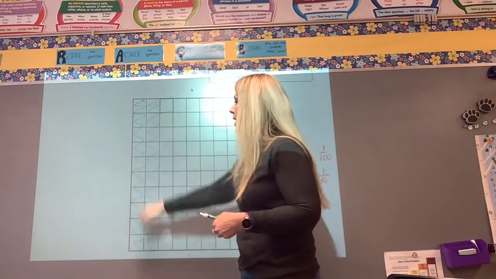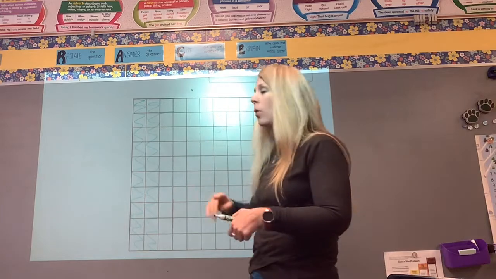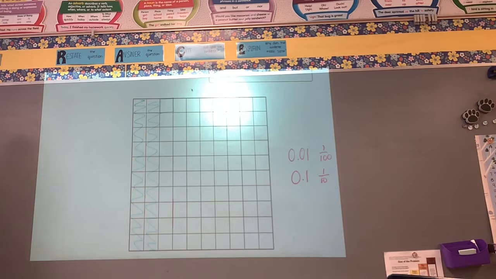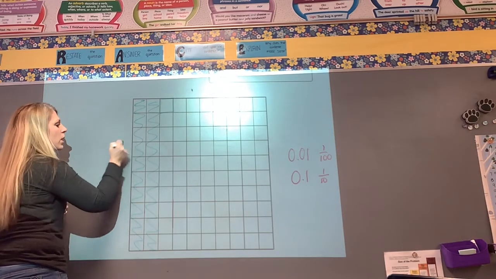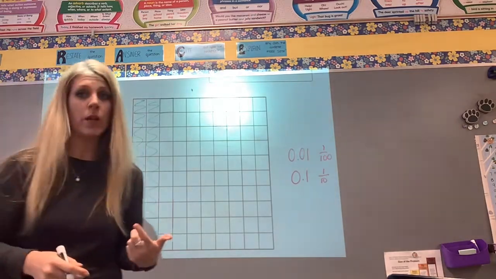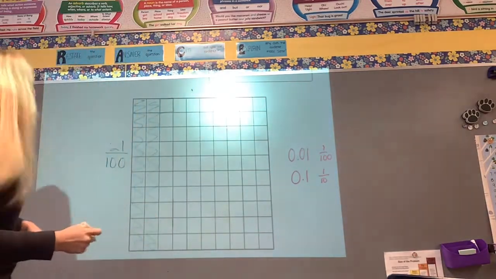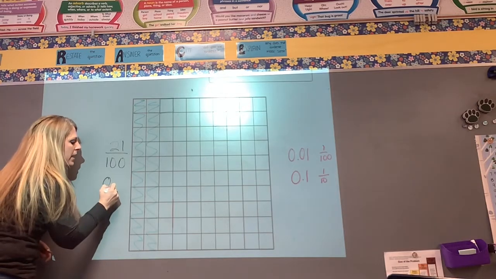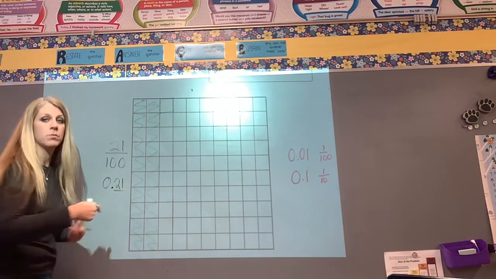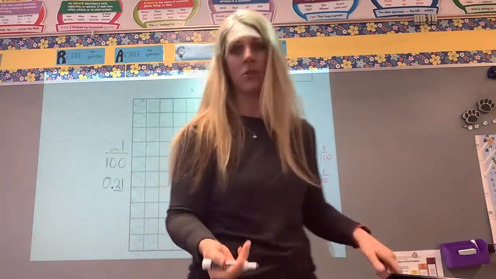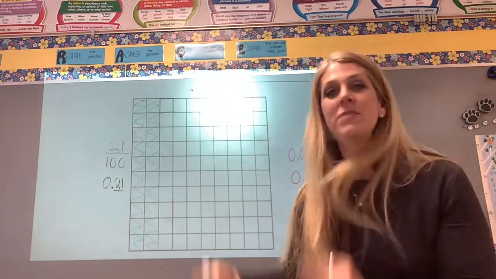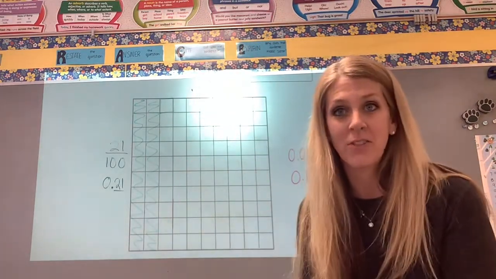But if we're talking about this whole thing being a whole, let me get a darker marker for this so you can see a little better. This is 21 out of 100 would be my fraction. It is 21 hundredths that we have colored. But I could also write that as a decimal, 21 in the hundredths place value, 21 hundredths. And we could continue that for any combination of numbers of tens and ones across our flat.